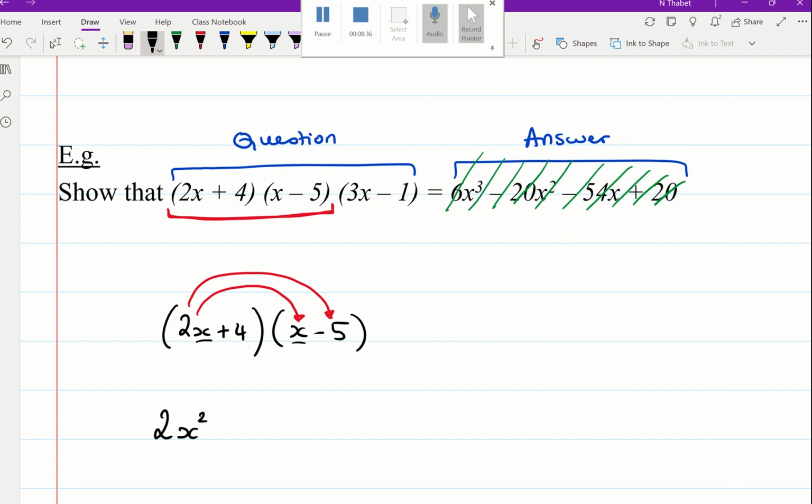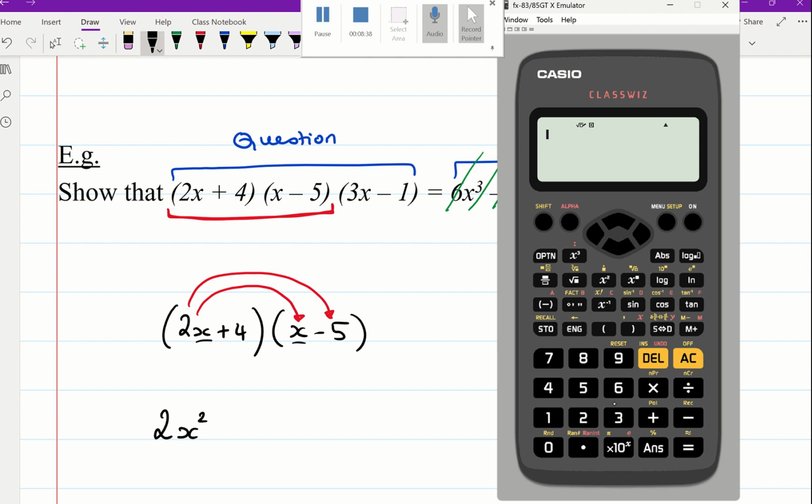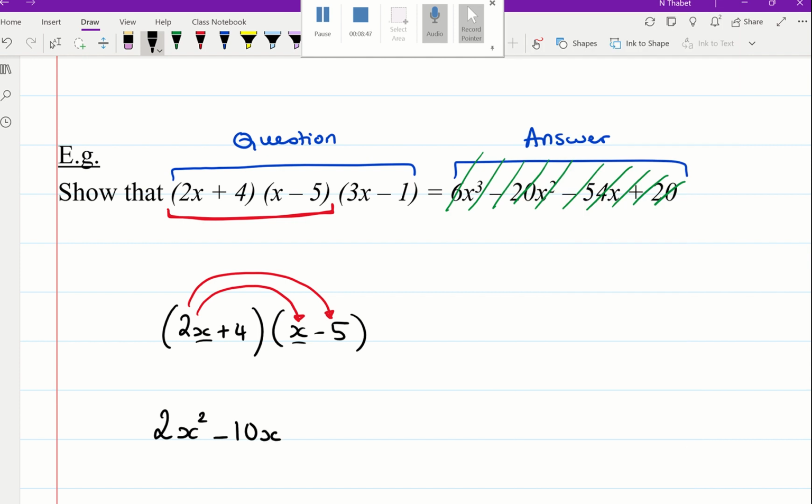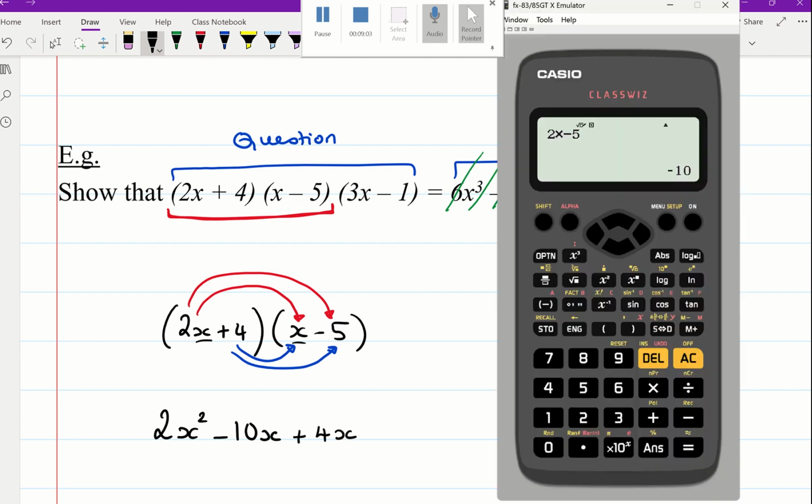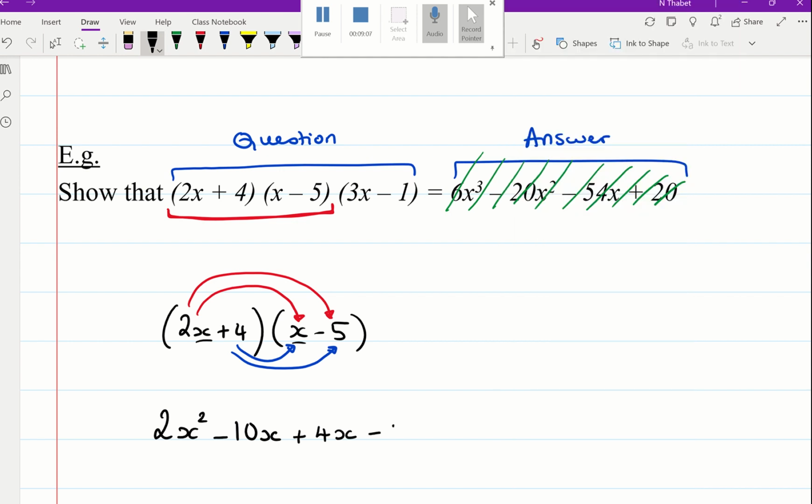And then 2x times negative 5, you might want to use the calculator. You can't put the x in the calculator. 2 times negative 5 is negative 10x. You must remember to put the x. And then I'll do the next 2 together. 4 times x, it's a positive 4. 4 times negative 5. 4 times x is a plus, you must put the signs, is a positive 4x. And then you can use the calculator. 4 times negative 5 is negative 20.